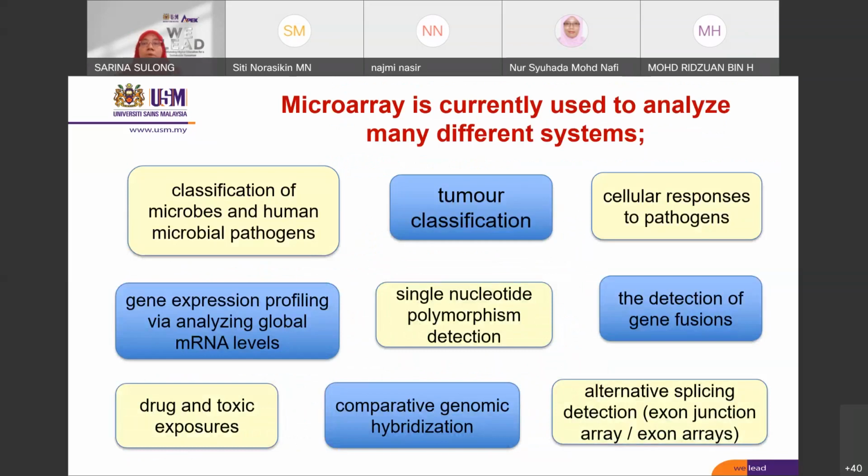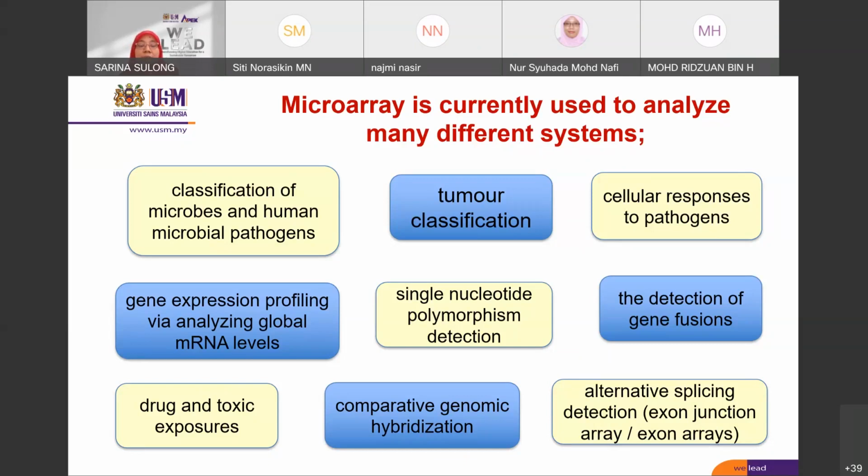So microarray is currently used to analyze many different systems, and it enables researchers to investigate and analyze the expression of thousands of genes in a single region and address various issues. But not only the expression, it can also show the genetic changes that happen at the DNA level. So it is mostly used in cancer research and also in the pharmacological treatment of other diseases, like different kinds of cancer types.